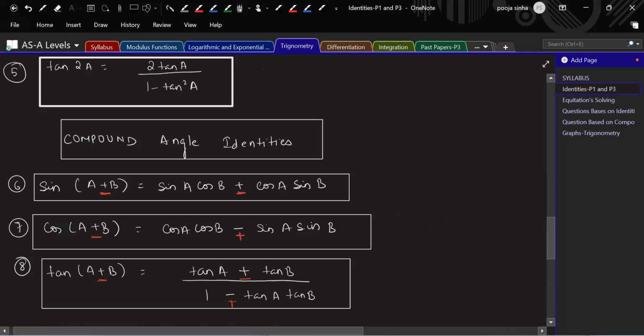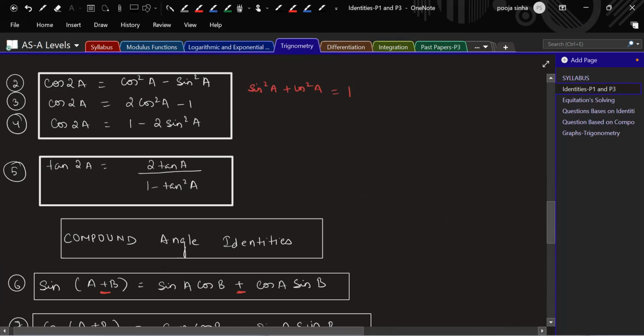In the same way, there's a third variation, the third identity for cos 2a. Cos 2a is equal to 1 minus 2 sin square a. So agar ye 2a hai, so what will happen here? A. If this is 4a, then what will happen here? 2a. If this is 6a, then what will happen here? 3a. Clear हुआ? Variations are also clear?